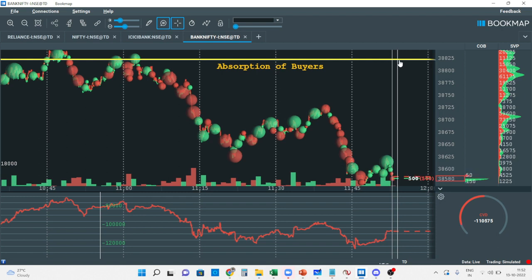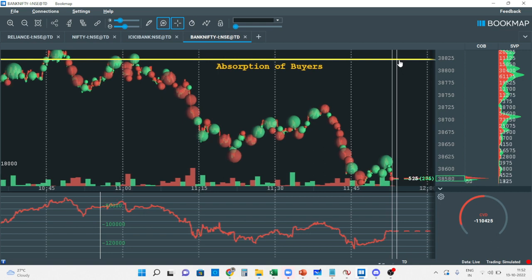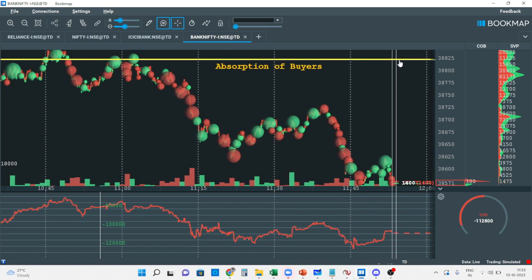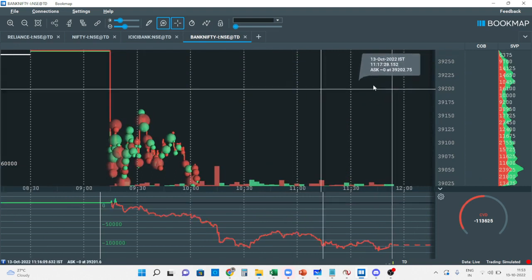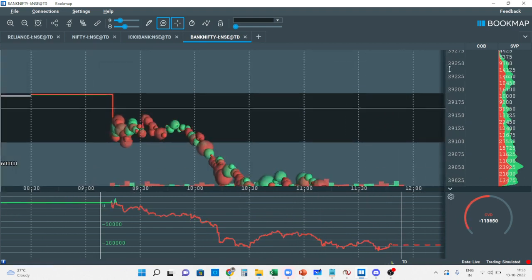Sometimes during events, you can see very clearly that weaker hands will try to defend for some time, but when that level gets broken out, huge short covering or huge liquidation will happen. If you are monitoring around event days, you'll see that very frequently. But today, overall, who is dominating when it comes to Bank Nifty? I'll tell you who is dominating more.